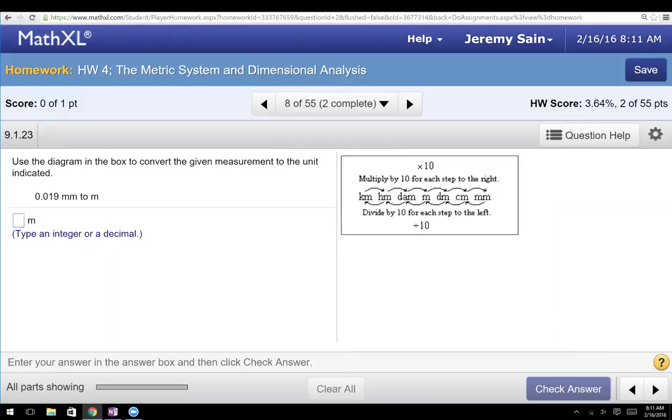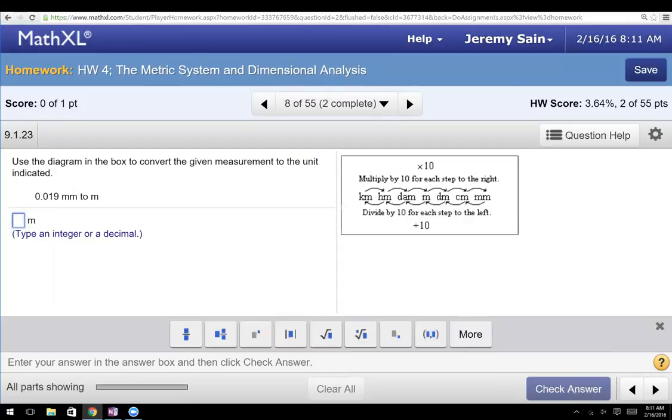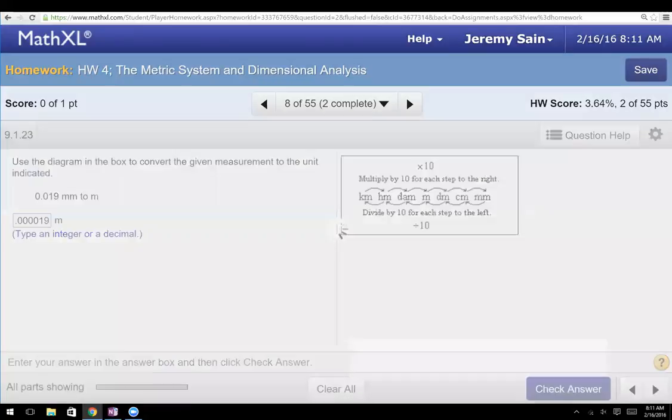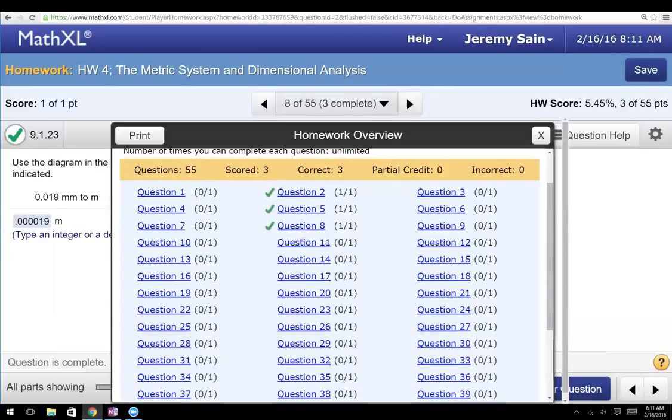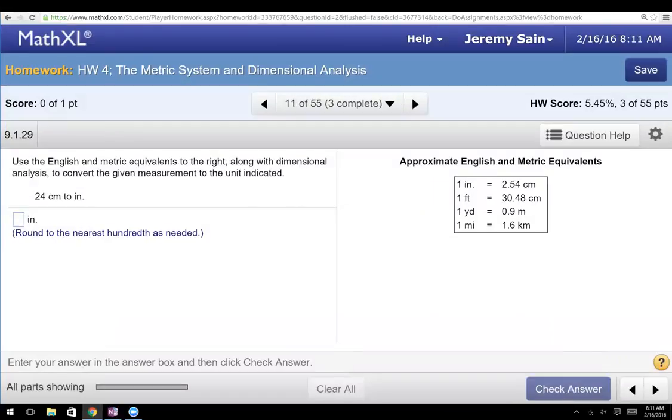Okay, 0.19 millimeters to meters. So if I start at millimeters, I'm going to meters. Am I moving the decimal to the left or to the right? Exactly. So 0.0000. Cool. We're tearing through this one.